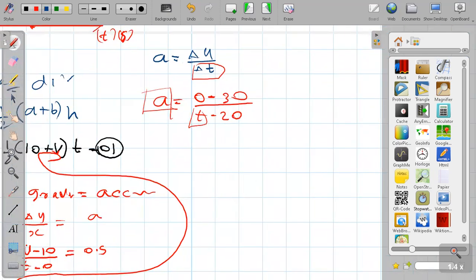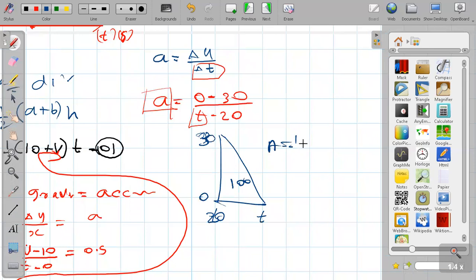There is a way because you know this is a triangle. Here it is 20. This is some t, and you know this height is like some 30, and it is 0 here, and the area you know 100. Area equals half into base into height. What is my area here? I know that 100 equals half. What is my base? Base is t minus 20, times height, which is 30 minus 0. So again 200 equals t minus 20 divided by 30.